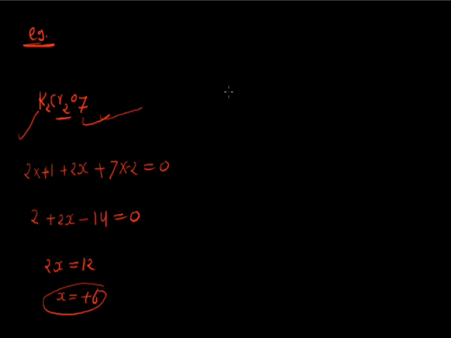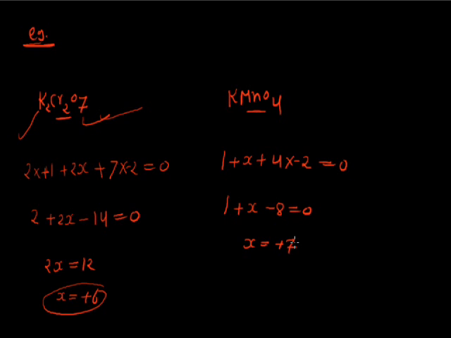Now we will discuss another example, KMnO4. In this compound, we find the OS of manganese. Potassium is +1, plus x, plus 4 into -2, as the OS of the oxygen is -2, equals 0. By solving this equation, we get 1 plus x minus 8 equals 0. So x becomes +7.